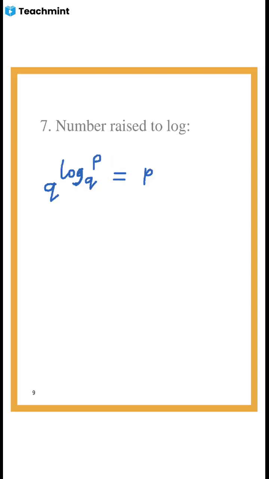Now, look at this. Number raised to log. This is another beautiful law. You can see, instead of the log being down, the log is being used as a power. You can see the log is being used as a power of q. And to our surprise, even the log also has base q. The law says that if such a thing happens, that something is carrying a power of log, and the log also has the same base, this is going to be cancelled out.